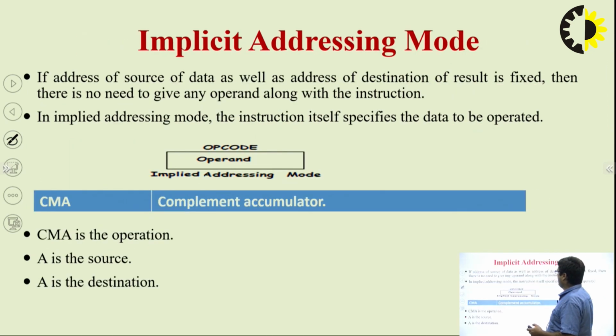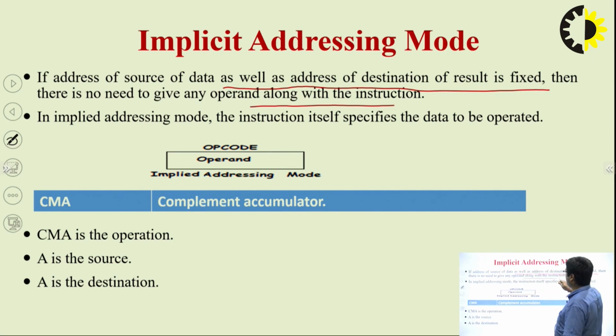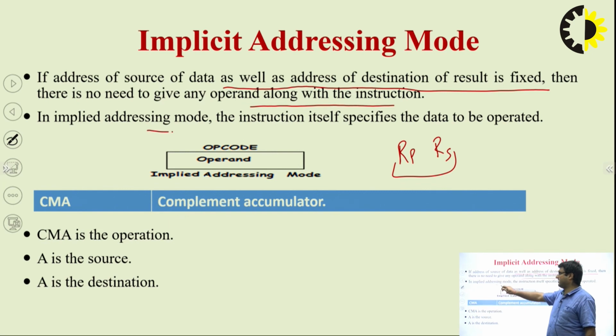Now come to the last addressing mode, that is the implicit addressing mode. What is the meaning of implicit? That which doesn't have any operands. Okay, the operand is a part of the instruction. If the address of the source of data as well as the address of the destination of the result is fixed, then there is no need to give any operand along with the instruction. Why do we not need to mention any operand? Because if the address of the destination and the address of the source are fixed, we do not need to mention the operand in the instruction. So that is the implied addressing mode.